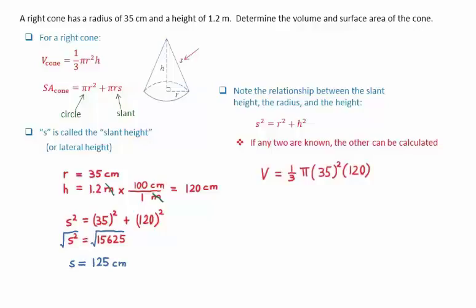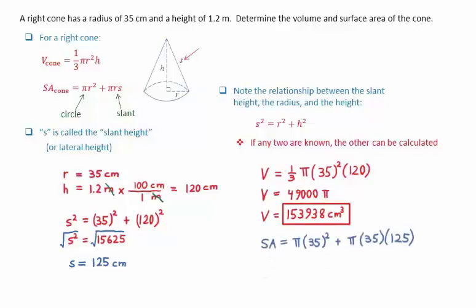We can then substitute into the formulas to figure out the volume and the surface area. For volume, we substitute 35 for r and 120 for h. This gives us a result of 49,000 pi, or 153,938 centimeters cubed. For the surface area, we substitute 35 in place of r and 125 in place of s. This gives us 5,600 pi, or 17,593 centimeters squared.